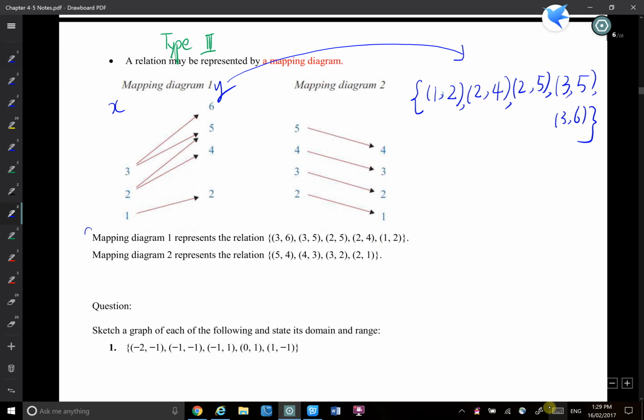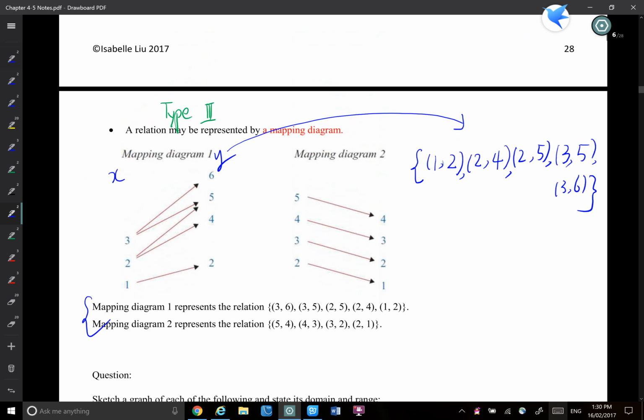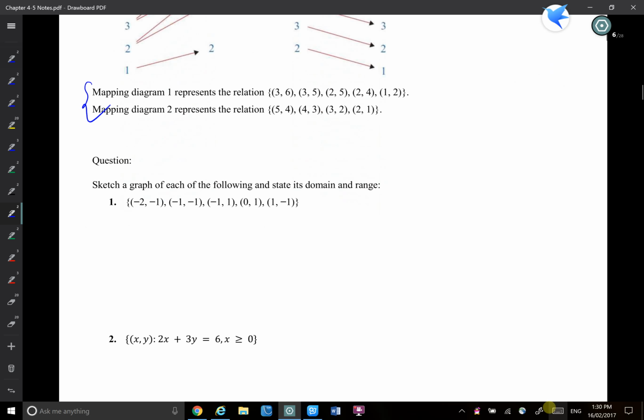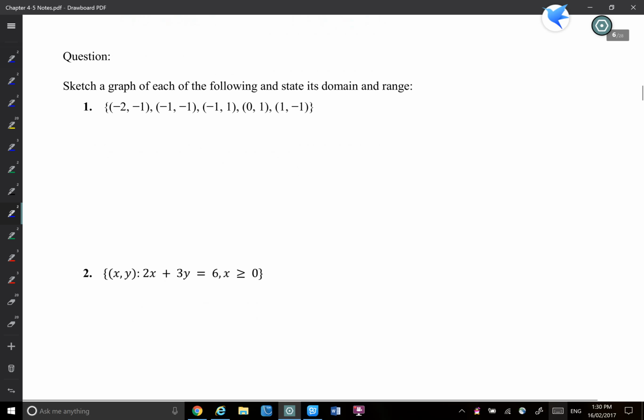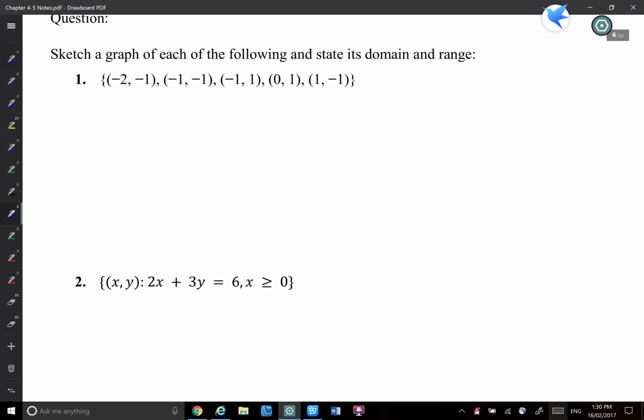I gave this answer here already. Now let's go directly to the questions. We have 3 types: first, listing out the points; second, giving a rule and domain; third, using a mapping diagram. Let's sketch this. Sketch a graph of each of the following and state its domain and range. Tell me which type is this one, type 1, 2, or 3? Type 1. So if it's type 1, you will result in only dots.